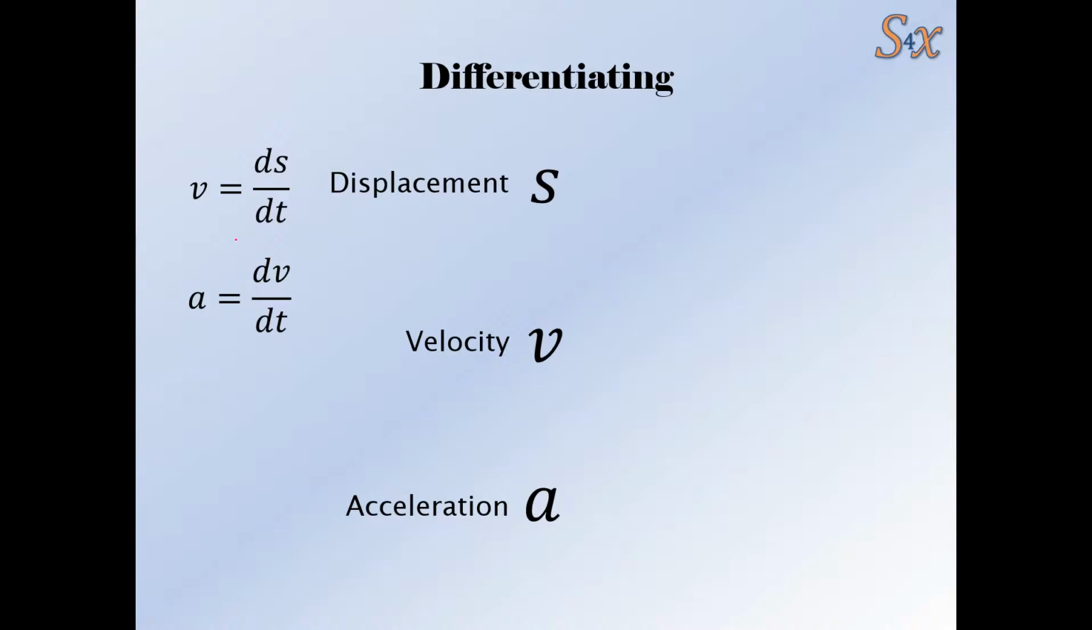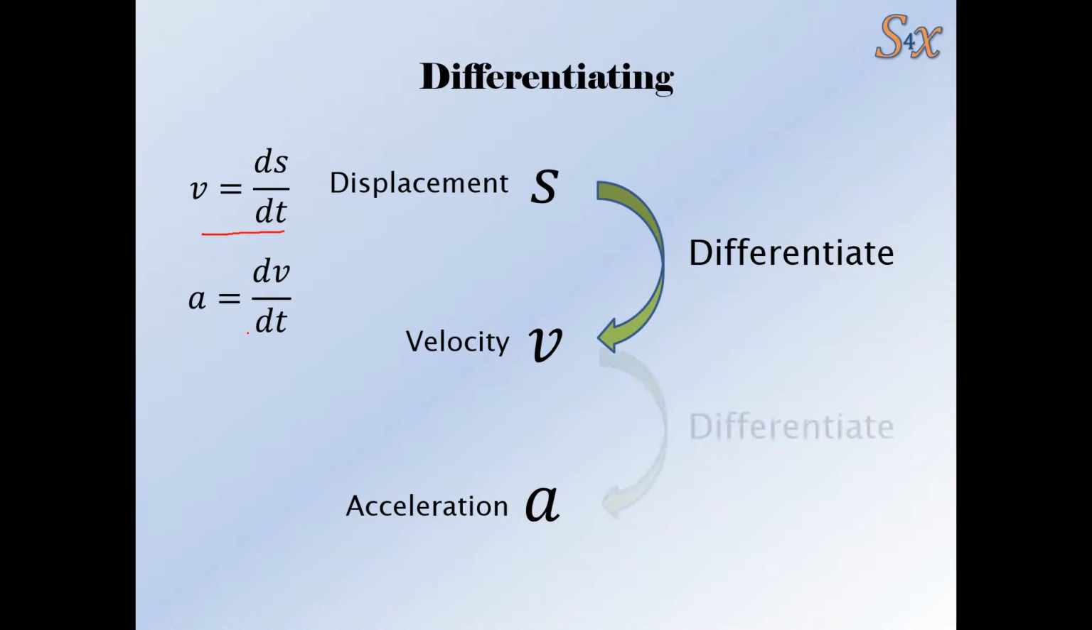If you look at the first equation, that says that to get velocity, we do ds by dt, so we're differentiating the displacement. So if we differentiate the displacement, we'll get an expression for the velocity. If you look at the second equation, it says if we do dv by dt, if we differentiate the velocity, we'll get the acceleration.